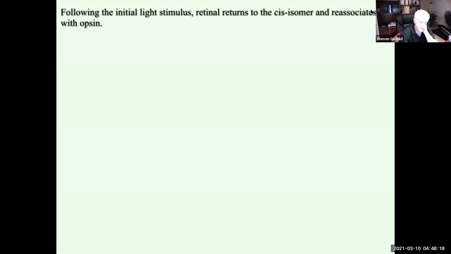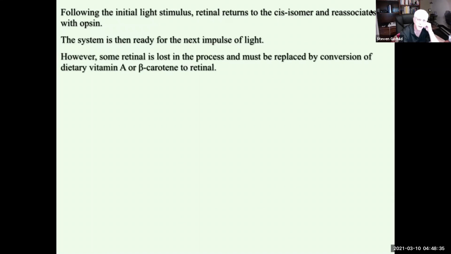Okay, so following your initial light stimulus, it returns to the cis isomer and reassociates with opsin. So once you're done with the stimulus, it reattaches. It goes back to the cis isomer and reattaches with the opsin, which stops the ion flow. And then you're ready for the next impulse of light. Some of the retinal is lost in the process and is replaced by the conversion of vitamin A or beta carotene. So once some gets used up, you've got to replace it.